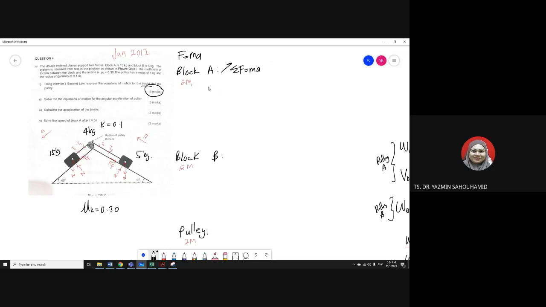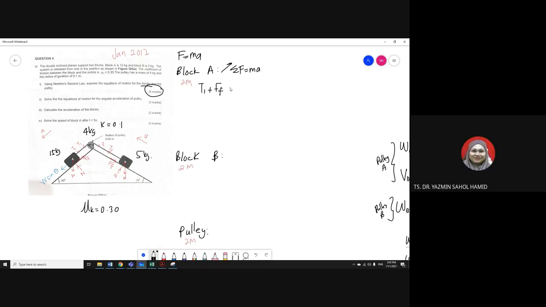For block A, we have T1. Am I right? What else we have in that direction? We have the friction force in that direction. What else we have? What we need to do now, we need to resolve this, right? The weight. So if you resolve the weight, what will be W? Cos or sine? Sine theta, right?